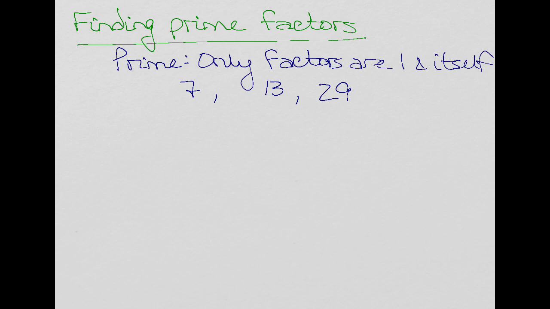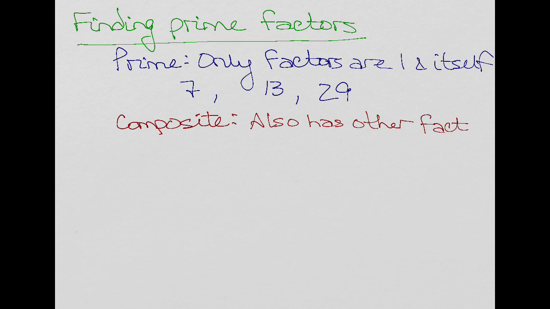Prime numbers. Then if a number isn't prime, it must be something else, and that is composite. A composite number is a number that has other factors in addition to 1 and itself. So 6 is a composite number because I can divide 6 by 2 and get 3. I can also divide it by 6 and 1, but I can divide it by things that aren't just 6 and 1.